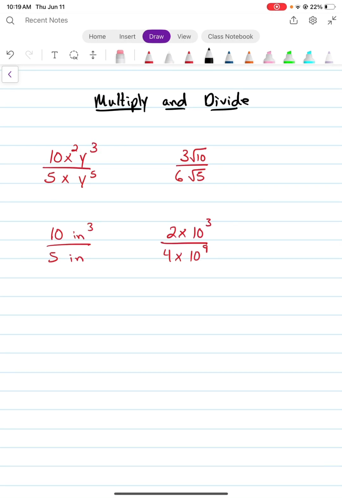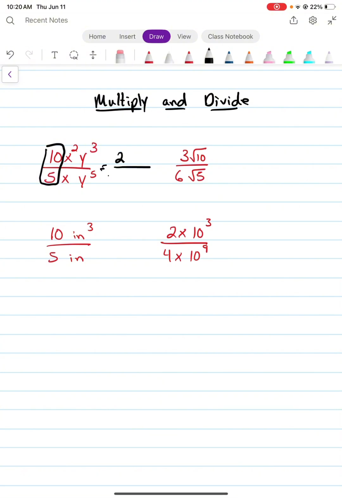Okay, now let's look at some cases where we're dividing. Reminder, none of these have pluses and minuses. I don't have to worry about distributive property. So to multiply or divide, you simply find the things that are alike, and you multiply or divide them. Coefficients out front, I'm going to go ahead and put my fraction bar. 10 divided by 5 is 2.